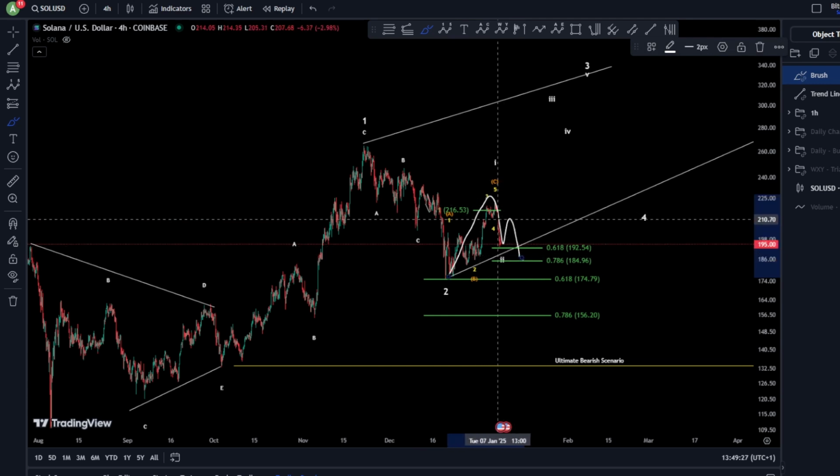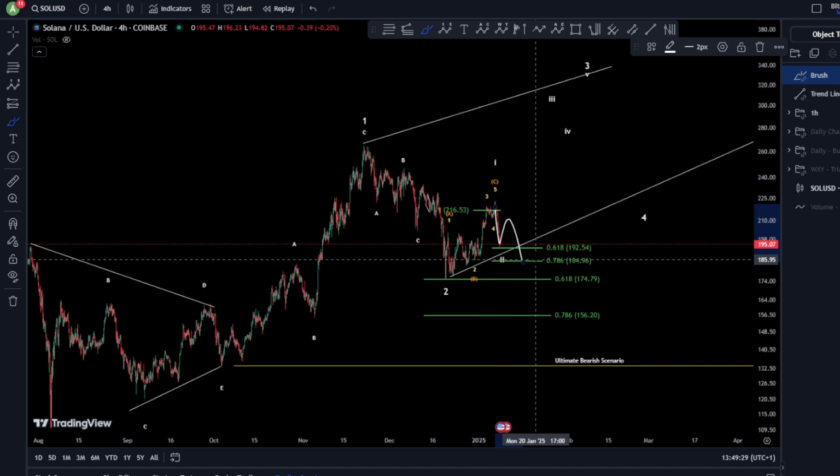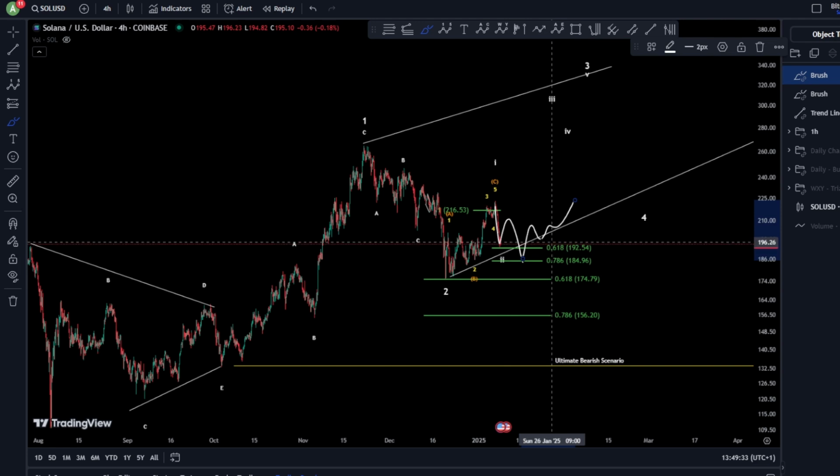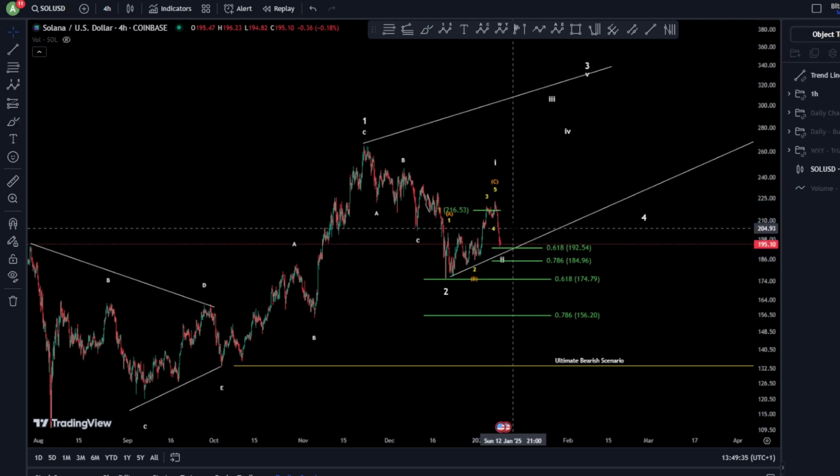Well, I think we still need to wait anyway for 3 waves ABC to unfold and then start to think about moving towards the upside. Therefore, the possibility is bearish, guys.